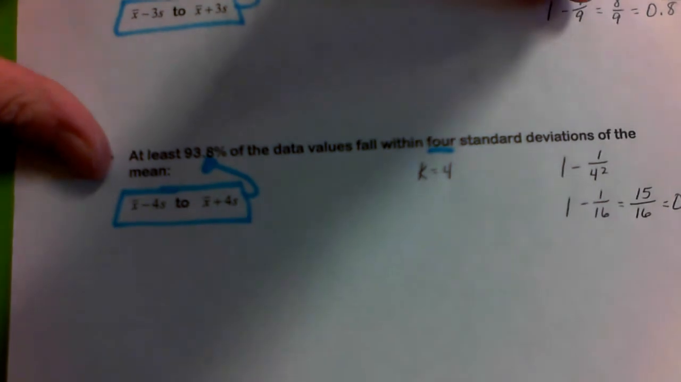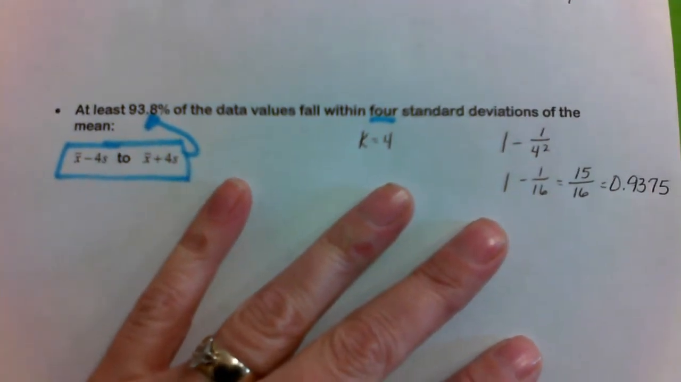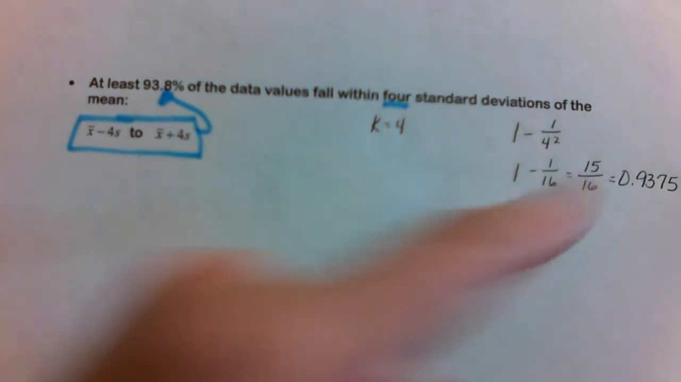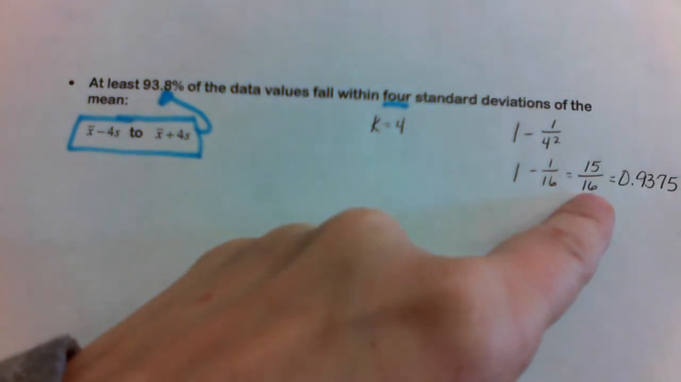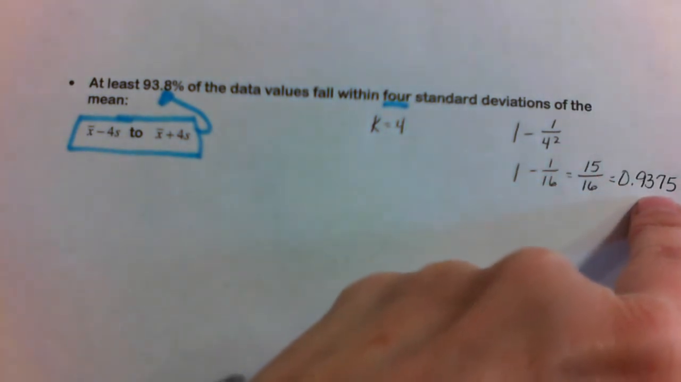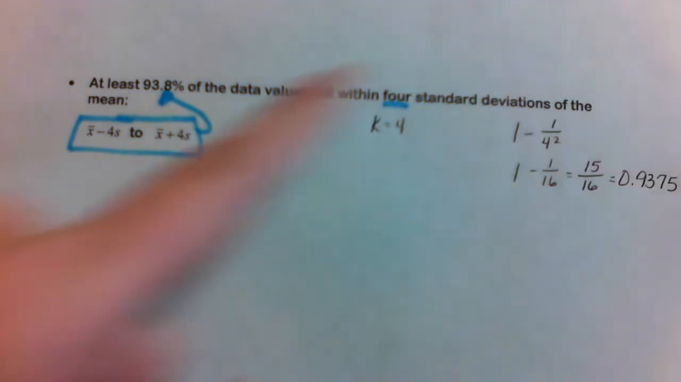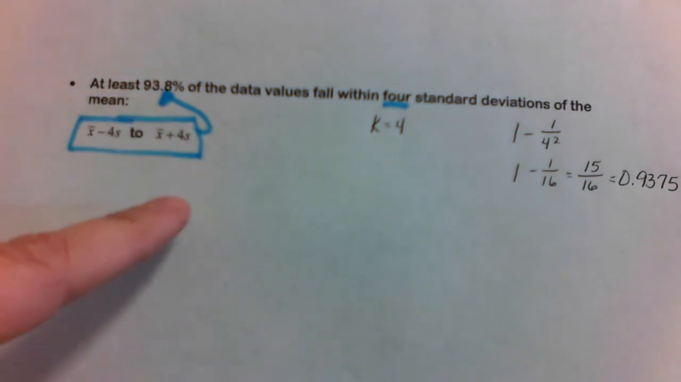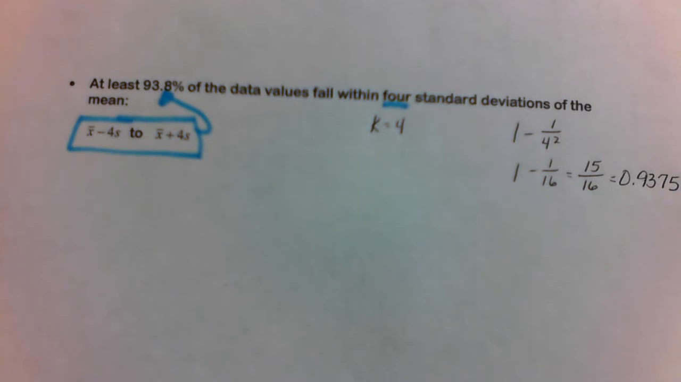And then that brings us to, we look at 4 standard deviations, and then that's where we stop. So in the formula, I put in 4 for k, and I get 1 minus 1 over 16, or 15/16, which is 0.9375, which is 93.75%, which they show as 93.8%. So again, what you need to know is within 4 standard deviations is 93.8%.